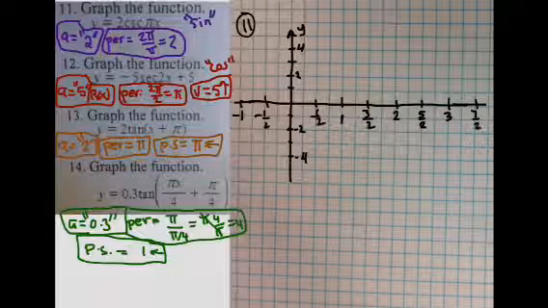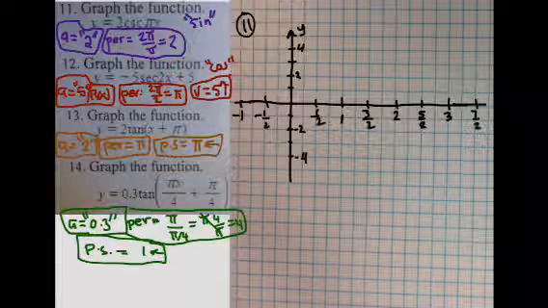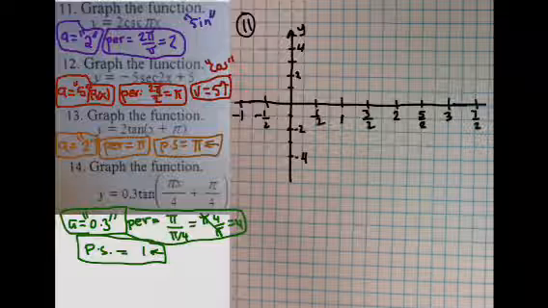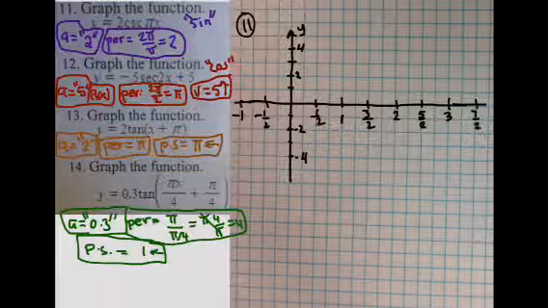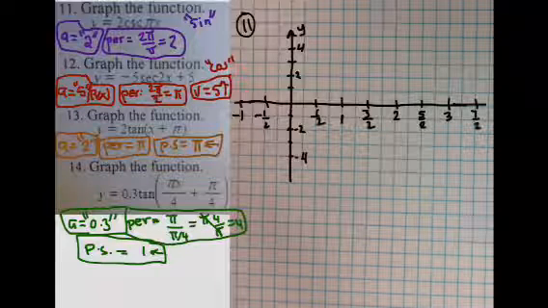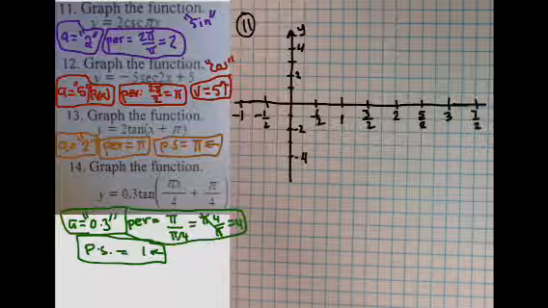Okay, so for the reciprocal functions, we graph the reciprocal first, like the points of the reciprocal. So in this case, we're going to graph the points for sine, because it's a cosecant graph for number 11. The period is 2 pi over pi, which is 2, and the a value is 2.